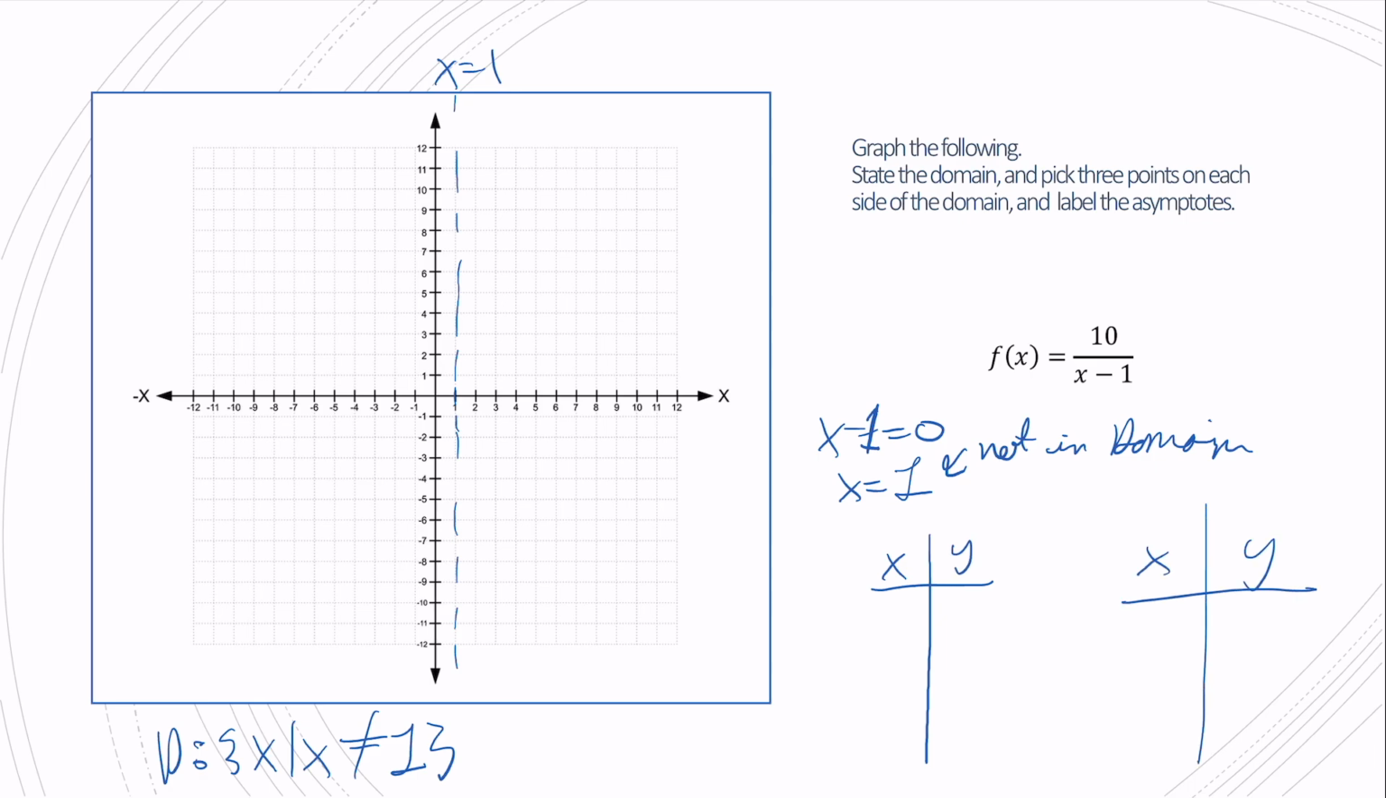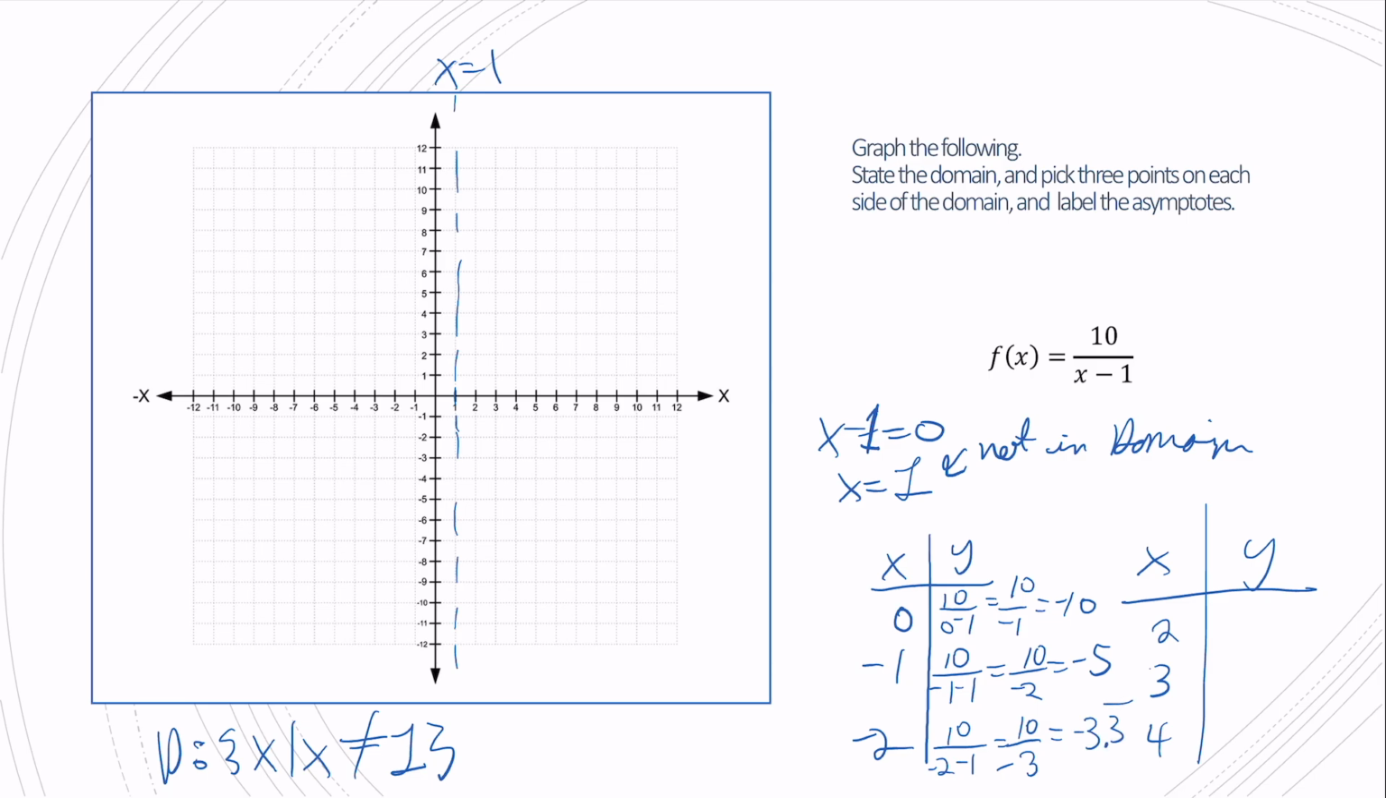So I'm going to pick 0, -1 and -2. And I'm going to pick 2, 3, and 4. So 10 over 0 minus 1 becomes 10 over -1, which is -10. 10 over -1 minus 1 becomes 10 over -2, which is -5. And 10 over -2 minus 1 becomes 10 over -3. That becomes -3.3 repeating. And I'm converting these to a decimal so they're easier for us to graph.